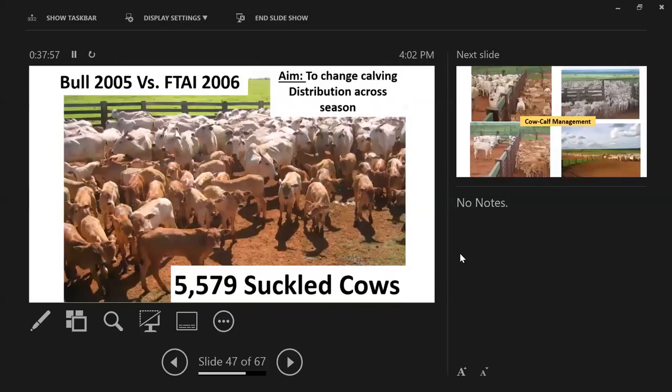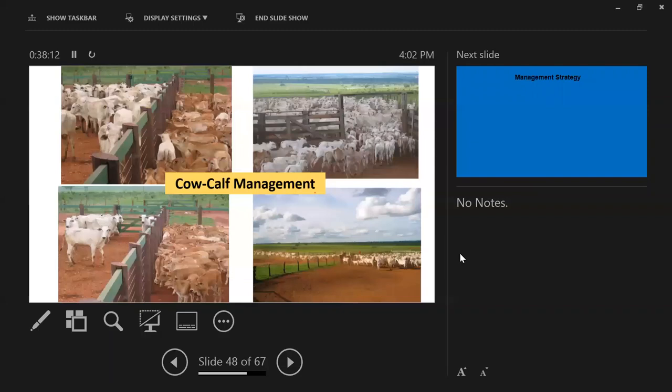This farm in Brazil wanted to change their calving distribution. So they went from bulls in 2005 to fixed time AI in 2006 in 5,500 wet cows, and they just wanted to shift that distribution around. This is how they managed their model, how they managed their wet cows during their AI program. They counted the calves off and then they just held them around the paddock.